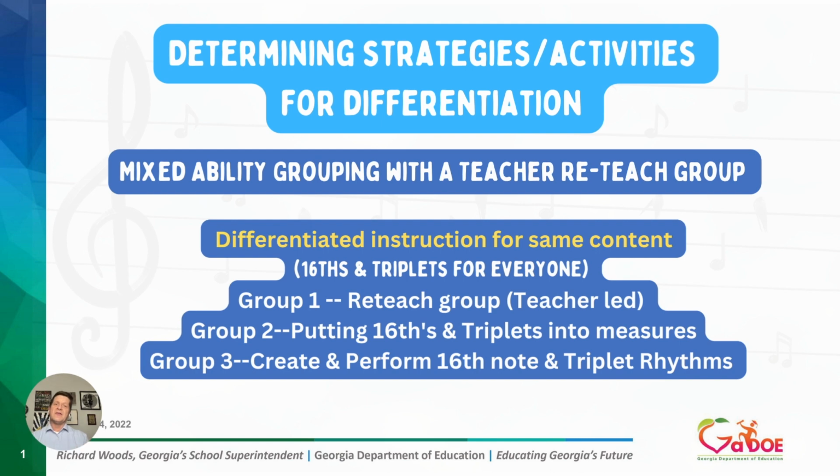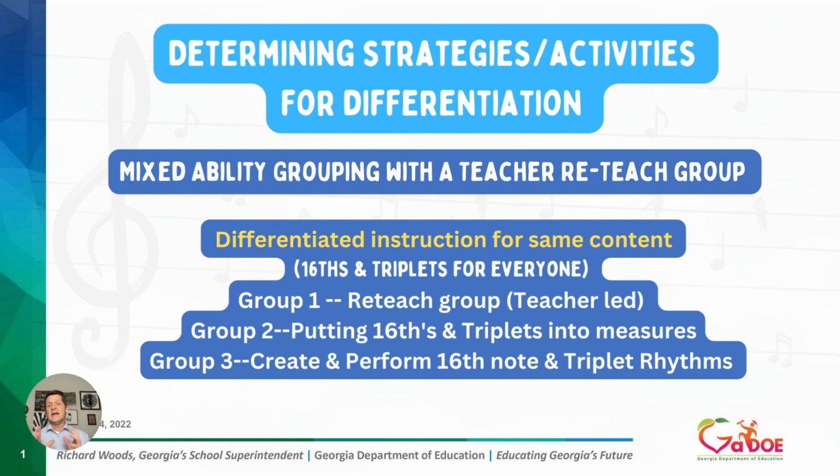And so I will have a teacher led group, and then I'll have a group where we're putting those 16ths into measures, and a group where they're creating and performing. Now, the second group is going to be mixed ability with some of the lower level and the higher level. And then group three is going to be a majority of those students in the middle that might have fallen a little bit below, but for the most part, we're on the 3 and 2 level. So I'd mix those abilities together, and I would have that in every group.